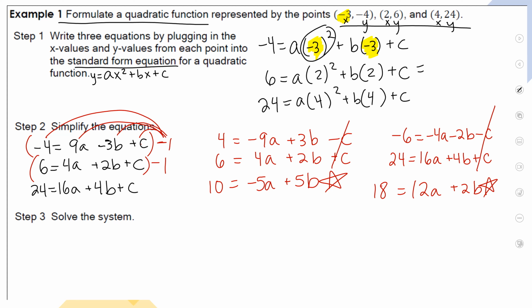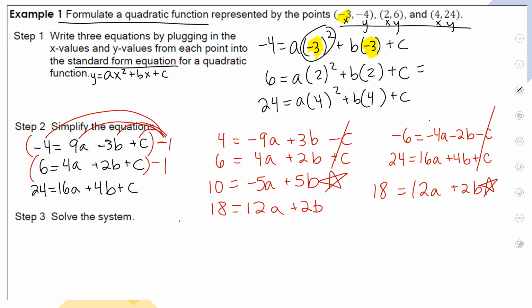Okay, now let's continue solving. I'm going to work with my 2 new equations here. So step 3, we're still solving. I'm just going to write this one over here: 18 equals 12a plus 2b. And you can use either elimination or substitution. Which one would you like to use? Want to try substitution? Okay, let's try it since we've been doing elimination so far.